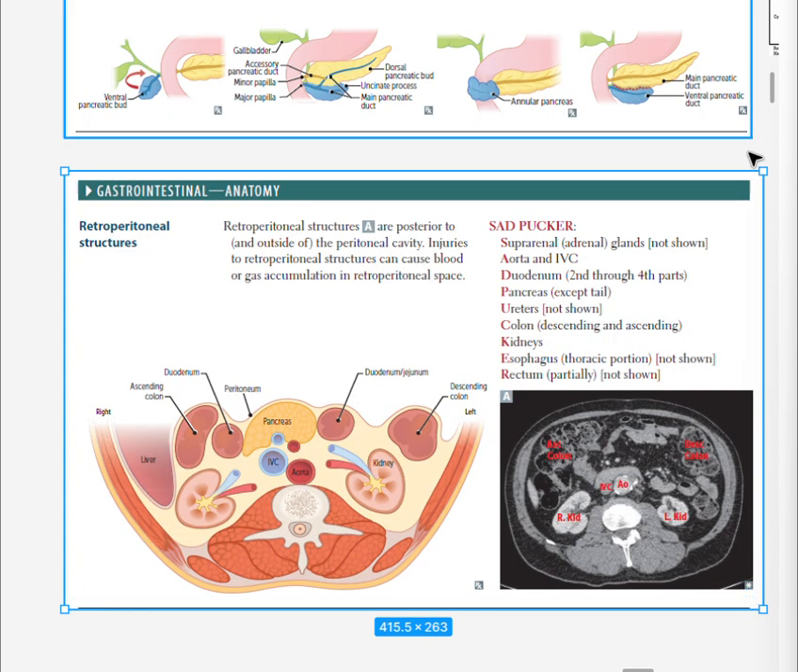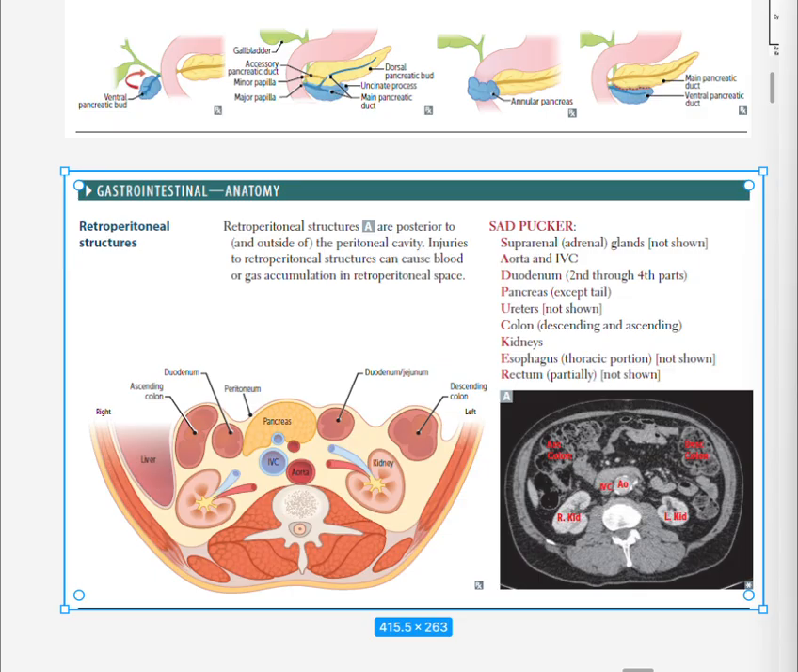So retroperitoneal organs lie posterior to the peritoneum. They're all outside the peritoneal cavity. They are fixed and not freely mobile compared to intraperitoneal organs. Intraperitoneal organs are the ones that are encapsulated by the peritoneum from two sides. For example, something that is intraperitoneal is the jejunum, right?